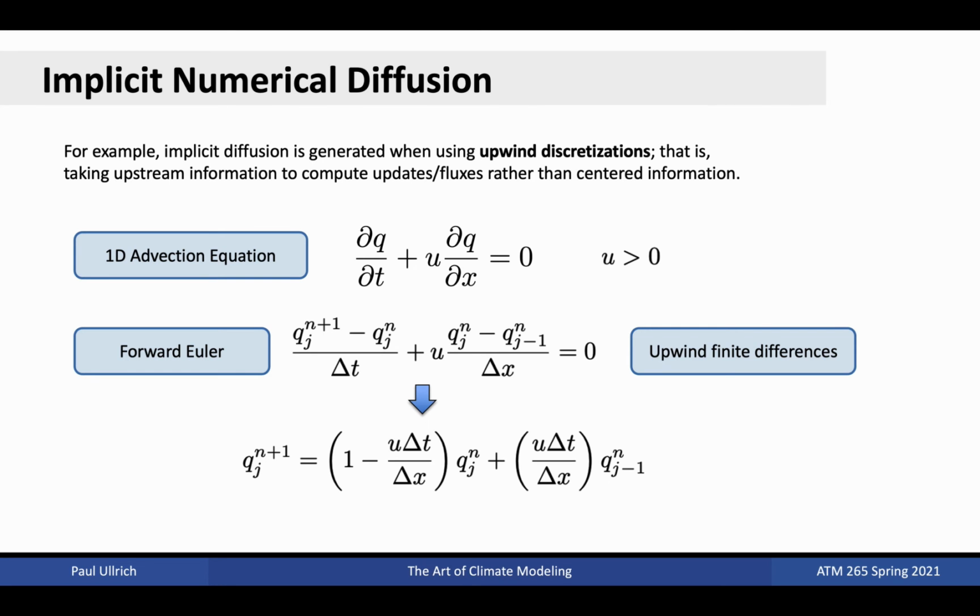Let's discuss a brief example of how upwind discretizations can result in implicit diffusion for the 1D advection equation. For simplicity, let's focus on the case where the wind is blowing from left to right and use a forward Euler discretization in time in conjunction with an upwind derivative in space. If we solve for the update at time q_j^(n+1), we obtain the equation shown at the bottom of this slide.